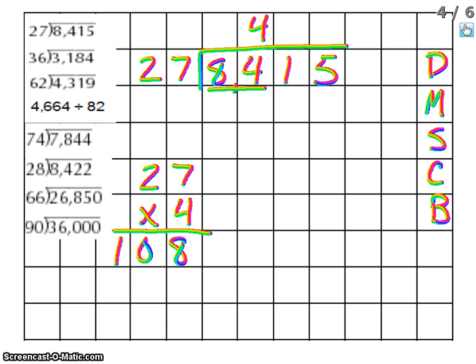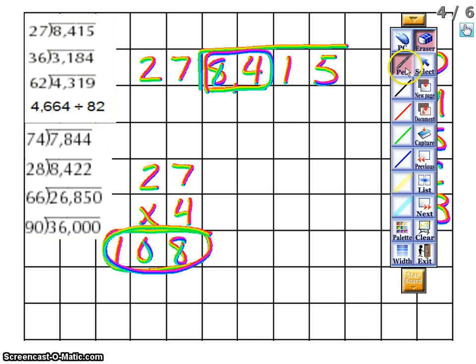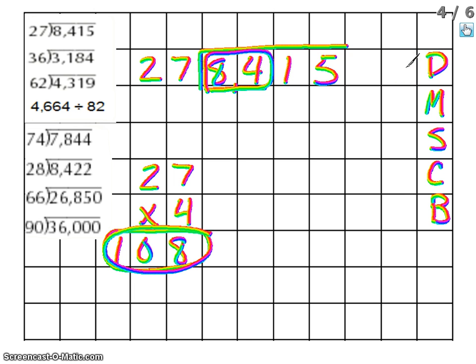108. Right away we see that the answer to my multiplication problem is bigger than the number in my dividend that I'm going to subtract from. So we know that's not going to work. Whenever this number is bigger than the number in your dividend, you're going to have to make the number in your quotient smaller. So we're going to change that 4 into a 3.